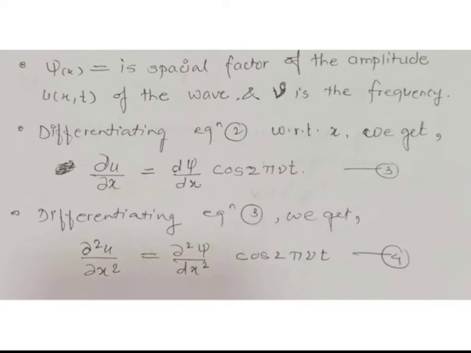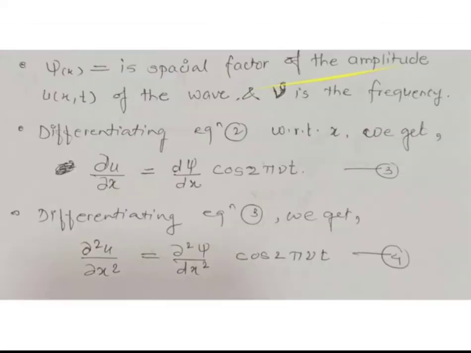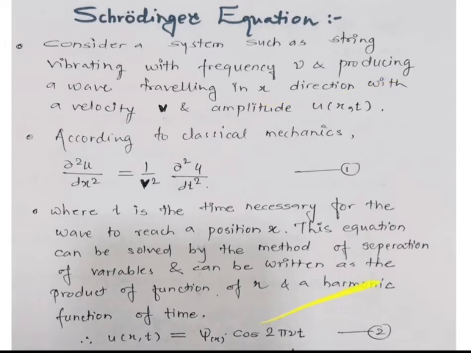So this is our equation number 4. This is the first derivative, and this will be the second derivative. Now, differentiating equation 2 with respect to time t. This is our equation number 2: u(x, t) is equal to psi of x into cos 2 pi nu t.